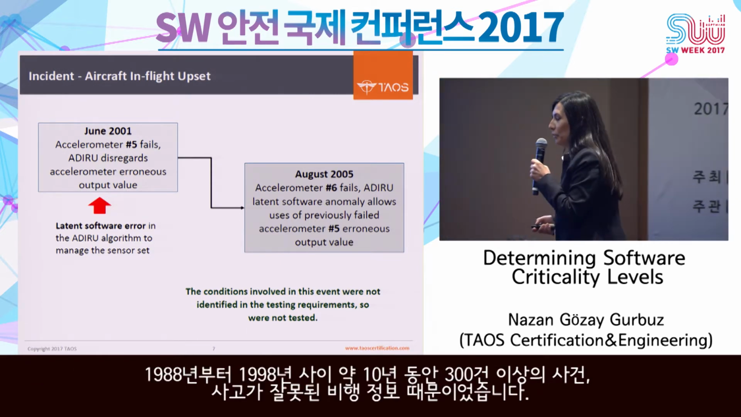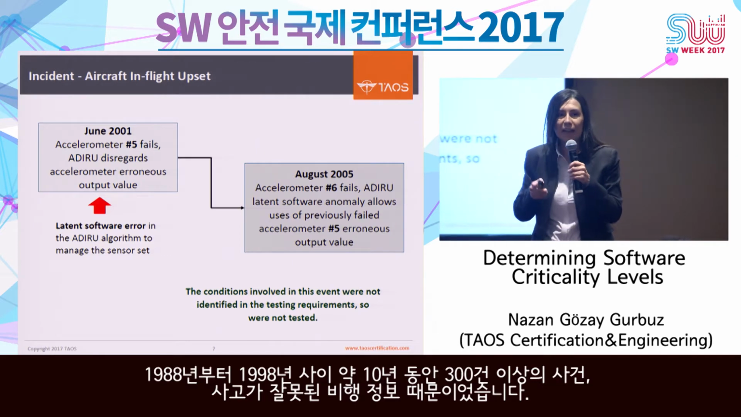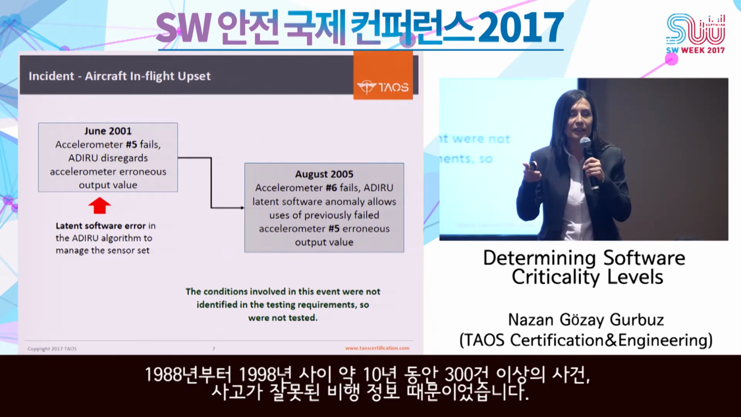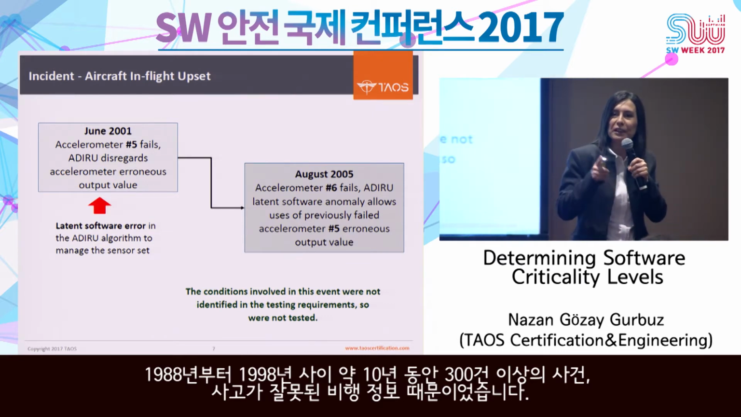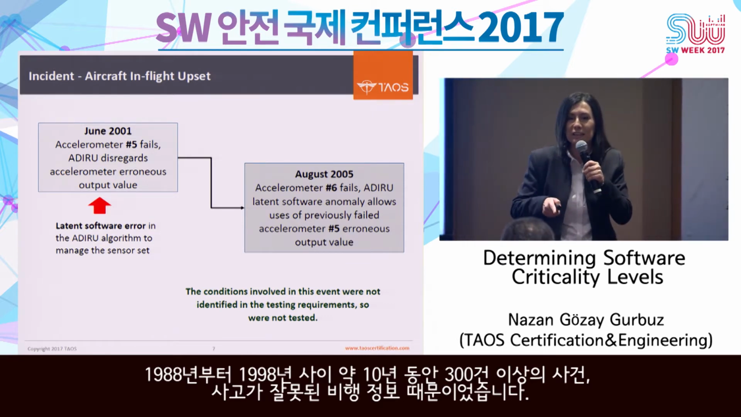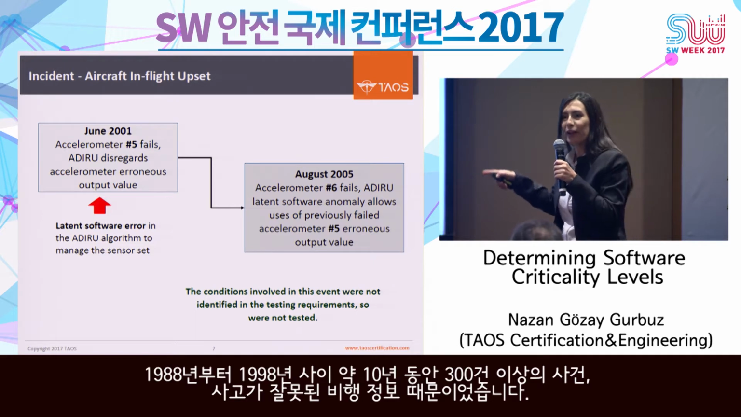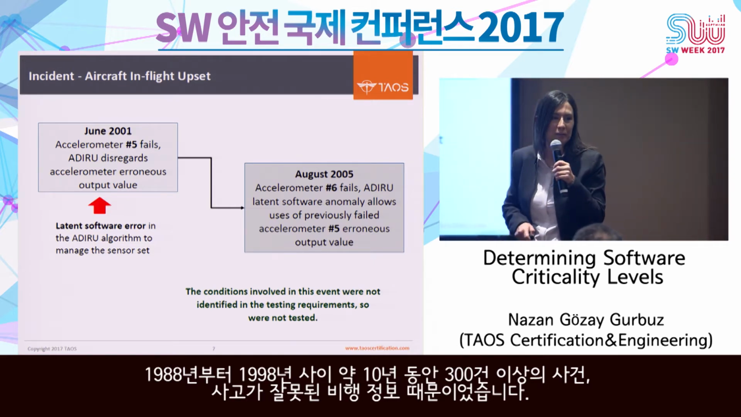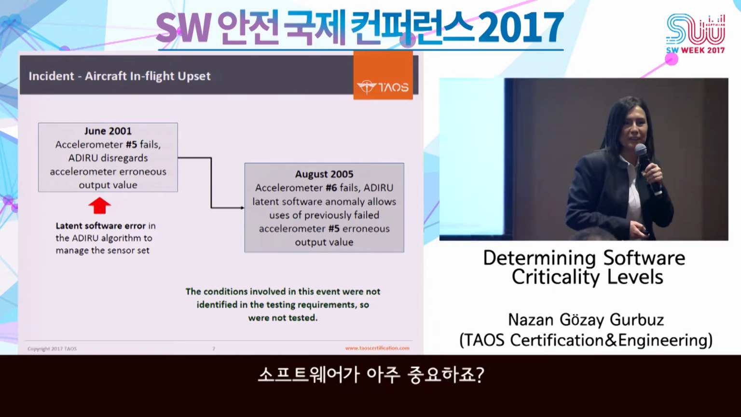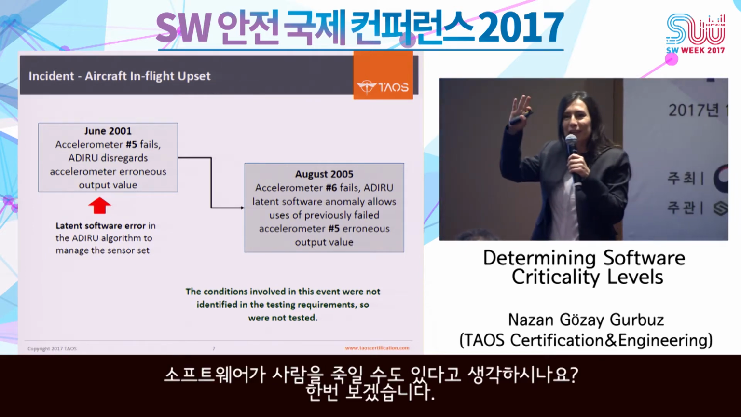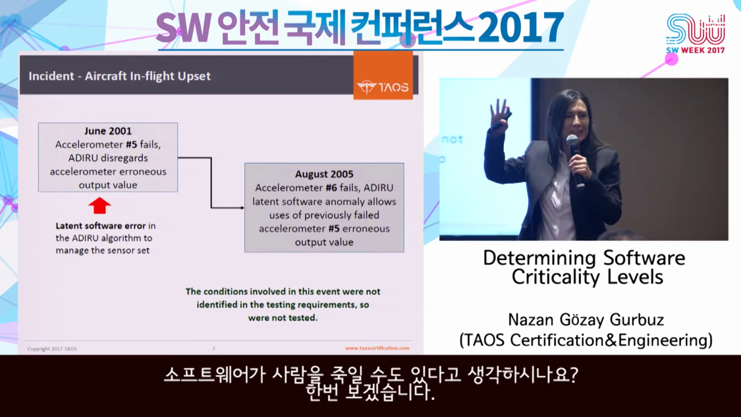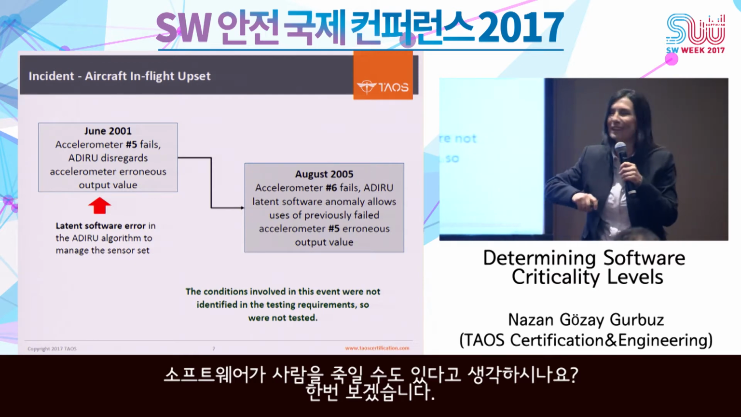So in 10 years, between 1988 and 1998, more than 300 accidents and incidents were reported because of erroneous flight deck information. So software is critical, right? Everybody now thinking software doesn't kill anybody? We'll see soon.